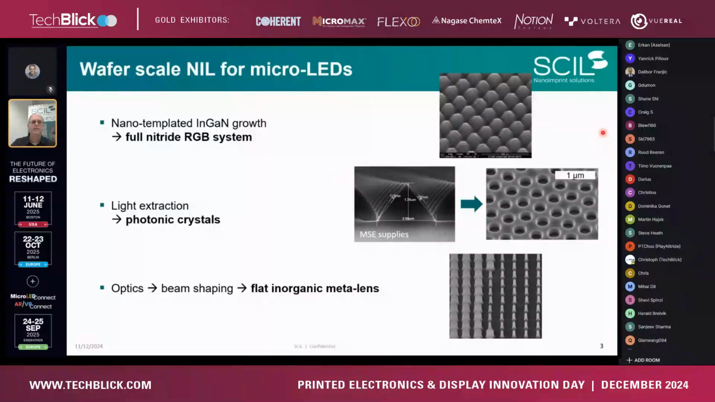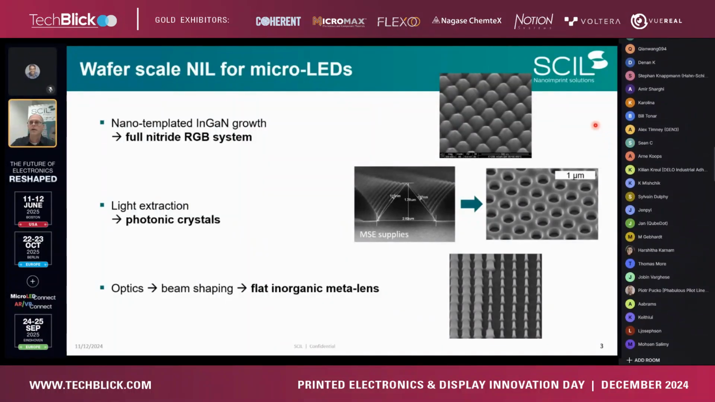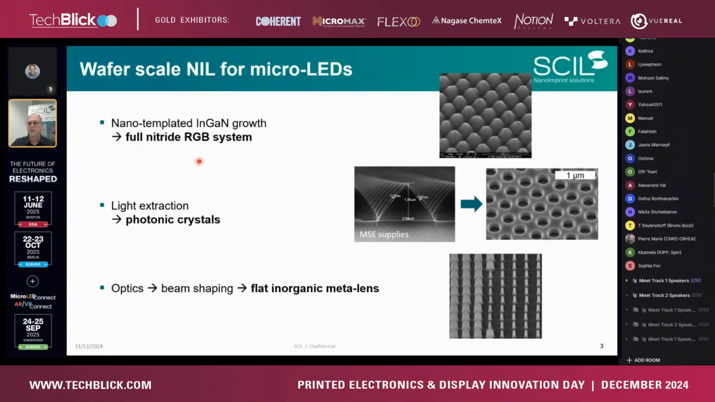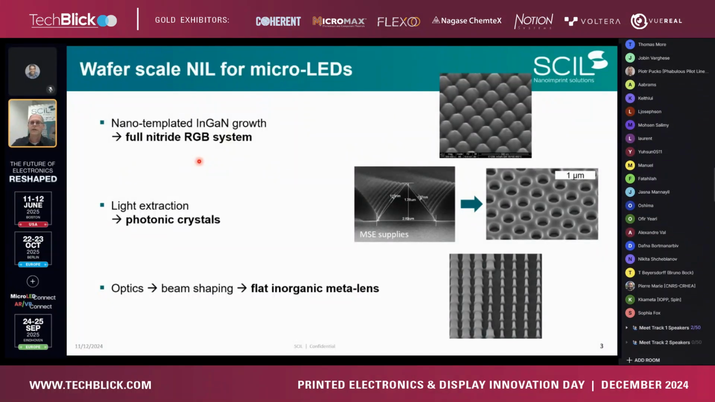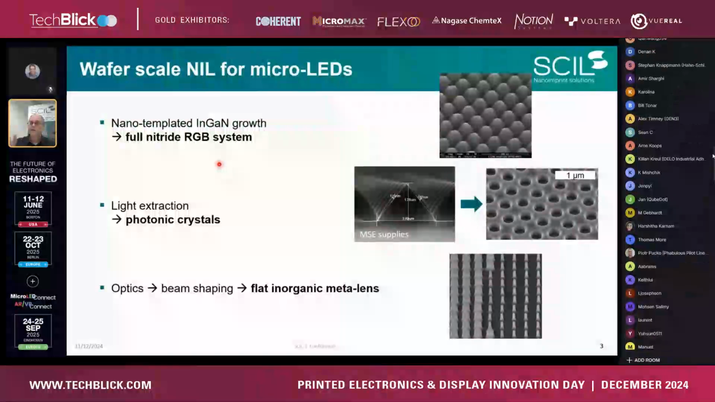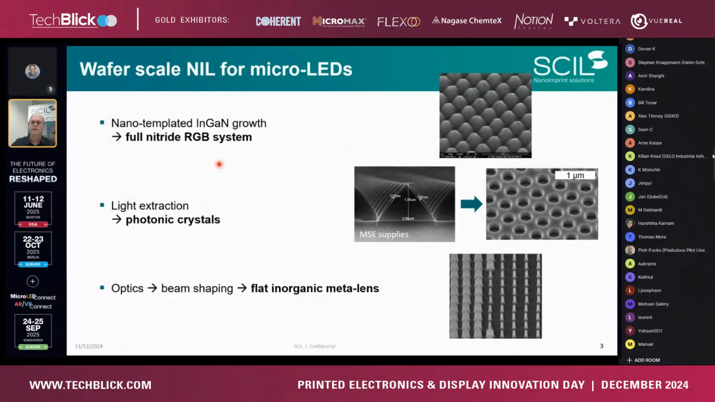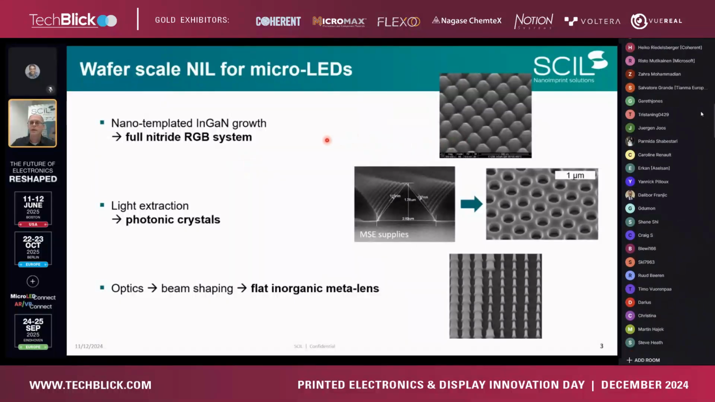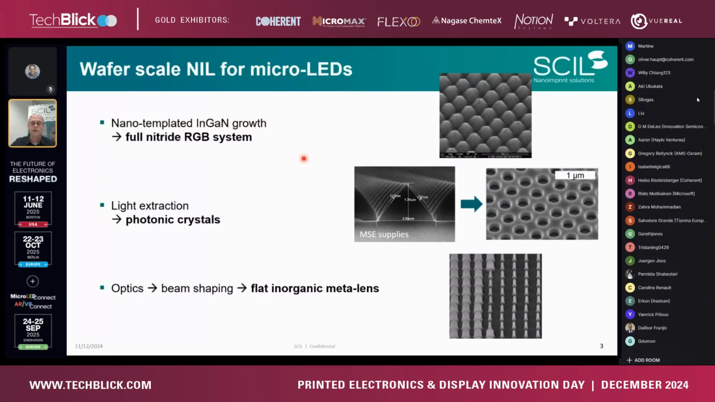So what is the need for micro and nano patterns, in this case, for micro LEDs? Nano templating allows you to go for a full nitride RGB system. Normally, red and green have difficulties to grow in nitride, in indium gallium nitride, because the materials don't fit on each other. By going nanoscale templating, you can make fully relaxed, efficient green and red LEDs. There are also several companies who are exploring this.